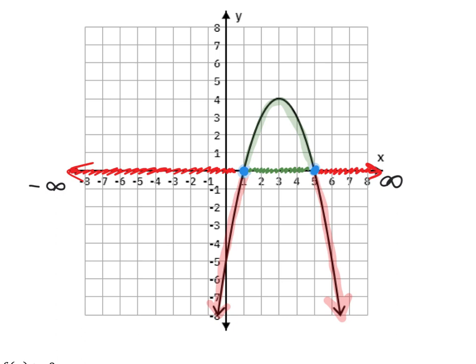Okay, now we just need to get the notation right. We can see visually where it's above, below, equal. We have to describe or communicate properly how it's above, below, or equal.